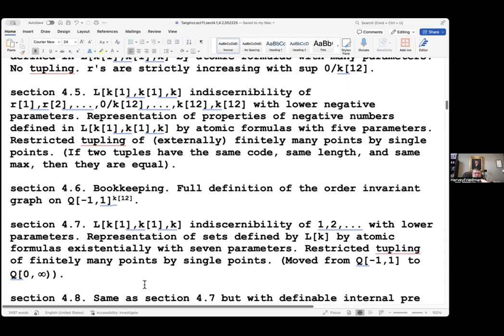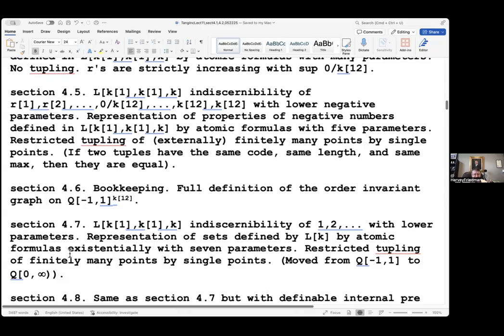Then we have much stronger same kind of indiscernibility now for the numbers 1, 2, 3, ... with low parameters. That's not really a change because we just move from -1, 1 to 0, infinity. And representation of sets defined by L of K by atomic formulas. So now the representation is with respect to the full language, not just the finite language. Atomic representation using the full language.